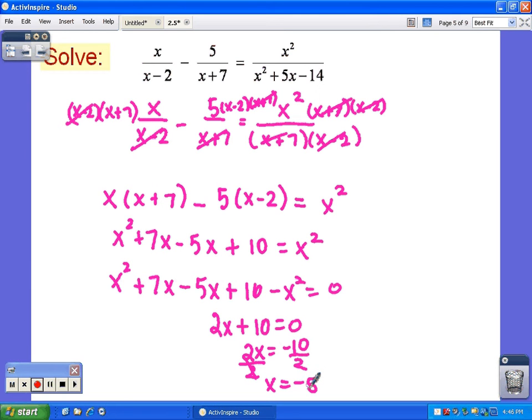Again, checking it, -5 minus 2 is -7, -5 plus 7 is 2, and you know that third denominator is just made up of those first two, so -5 is your answer.